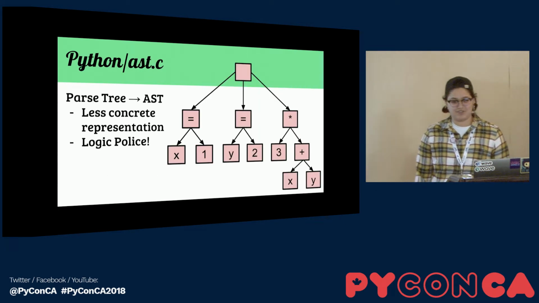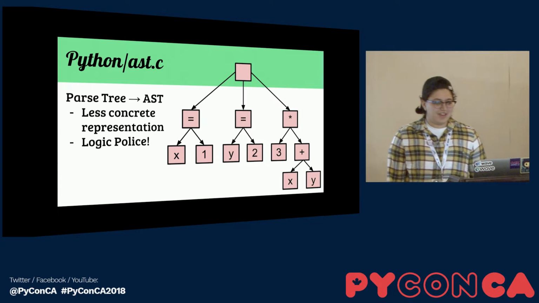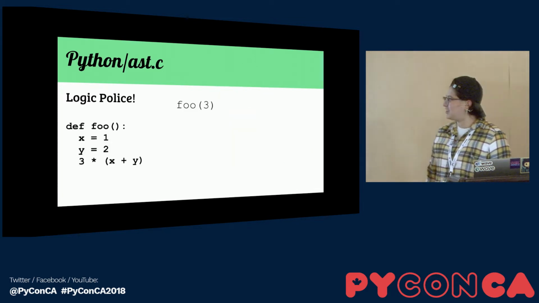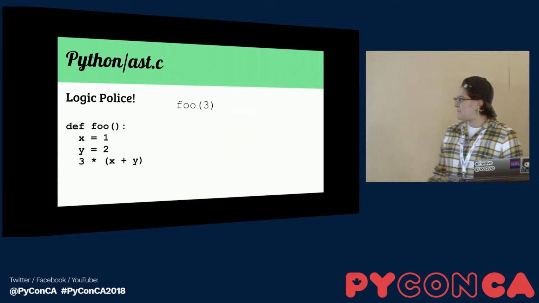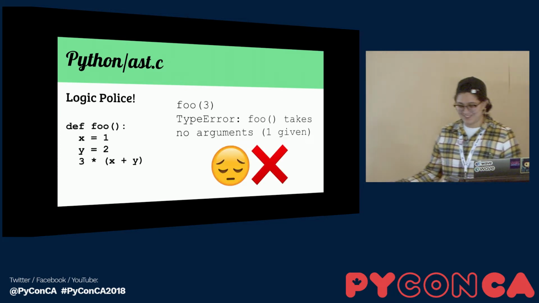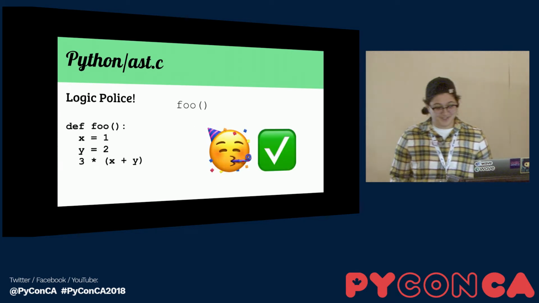After that, the parse tree gets converted to an abstract syntax tree. It's a less concrete representation of your code, and it also acts like the logic police. For example, if you put the code into a function and you try to call it with 3 as an input, it will tell you type error. You cannot give arguments for a function that doesn't accept arguments. And then if you don't include arguments, you are good.